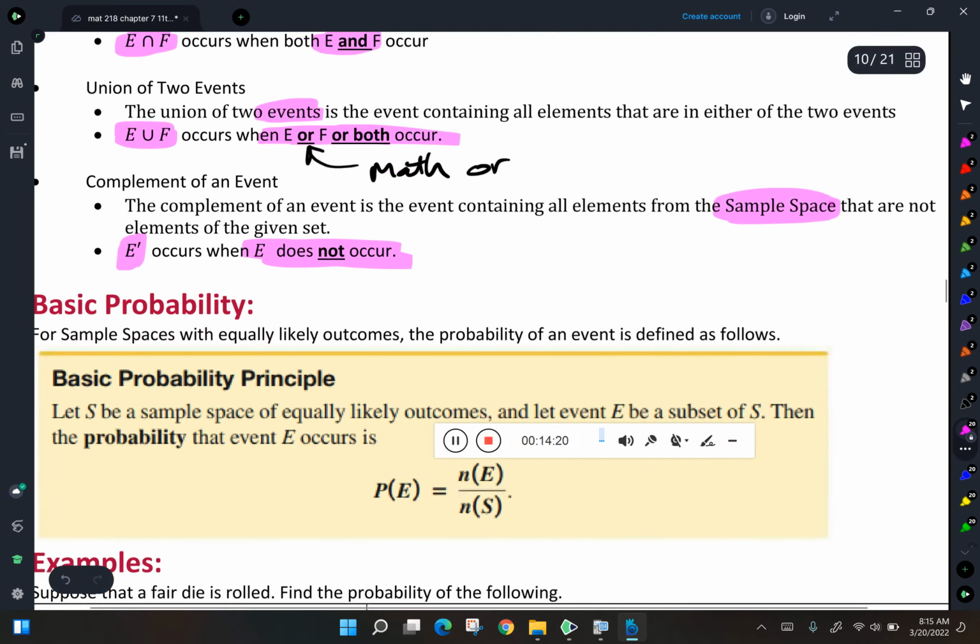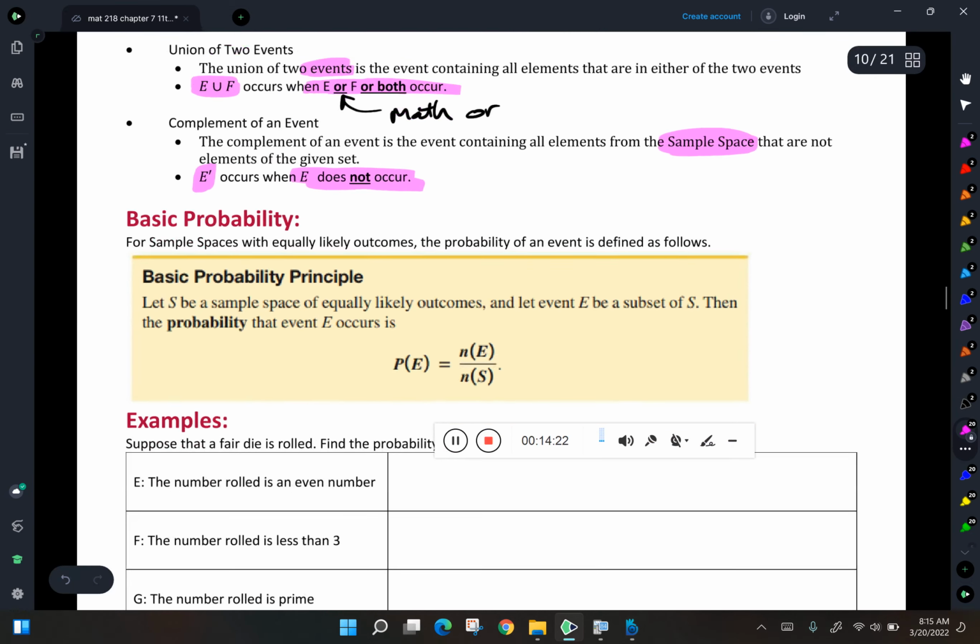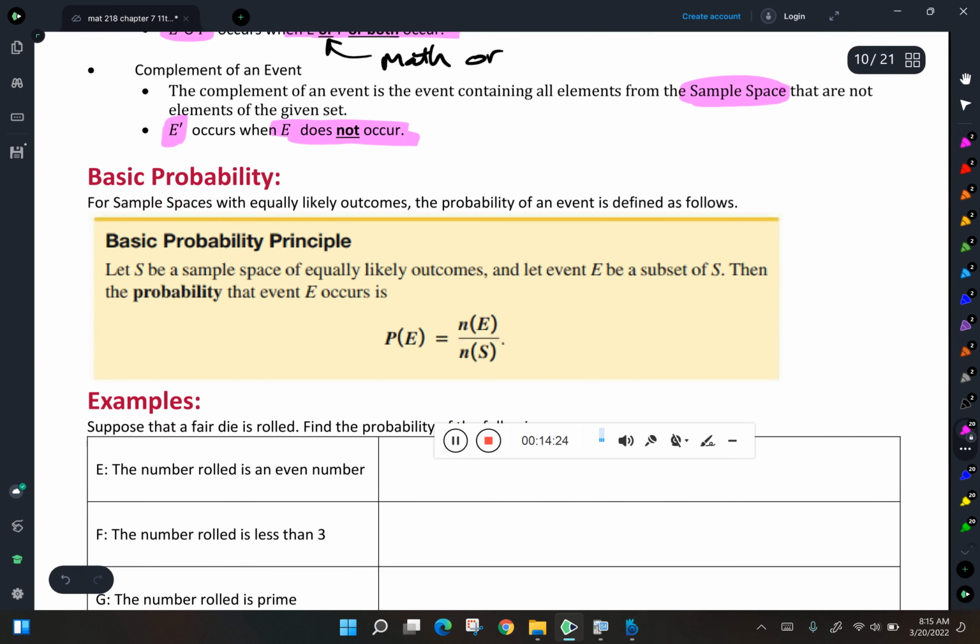All right, so let's take a look at our basic probability principle. For sample spaces with equally likely outcomes, the probability of an event is defined as follows. But I want to stop right here and take a look at this. Sample spaces with equally likely outcomes. Equally likely outcomes is a probability phrase that states or means or implies that all of the outcomes in the sample space have the same chance of occurring.